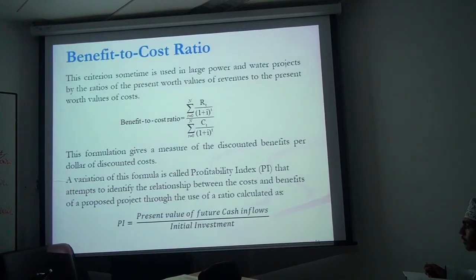The next is benefit to cost ratio. Benefit to cost ratio is discounted benefits divided by discounted costs. You bring all the benefits to one point in time and all the costs to one point in time, and then discounted benefits divided by discounted cost is the benefit cost ratio. Sometimes a variation of this formula is used, and that is the profitability index. Profitability index is present value of future cash inflows divided by initial investment.